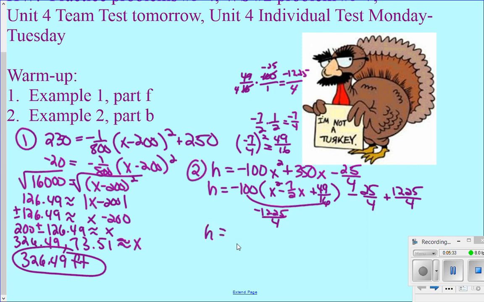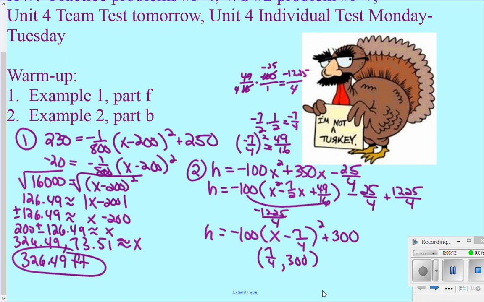So now I have h is equal to negative 100 in the front. I have x quantity squared. So I'm going to go back, remember what I had before I squared, which was negative 7 fourths. And then I'm combining 1225 fourths with negative 25 fourths. That's easy. We can do that without a calculator. 1225 minus 25 is 1200. 1200 fourths means 1200 divided by 4, and 1200 divided by 4 is 300. So now we have our equation in vertex form, which we can see our vertex is 7 fourths, comma 300.